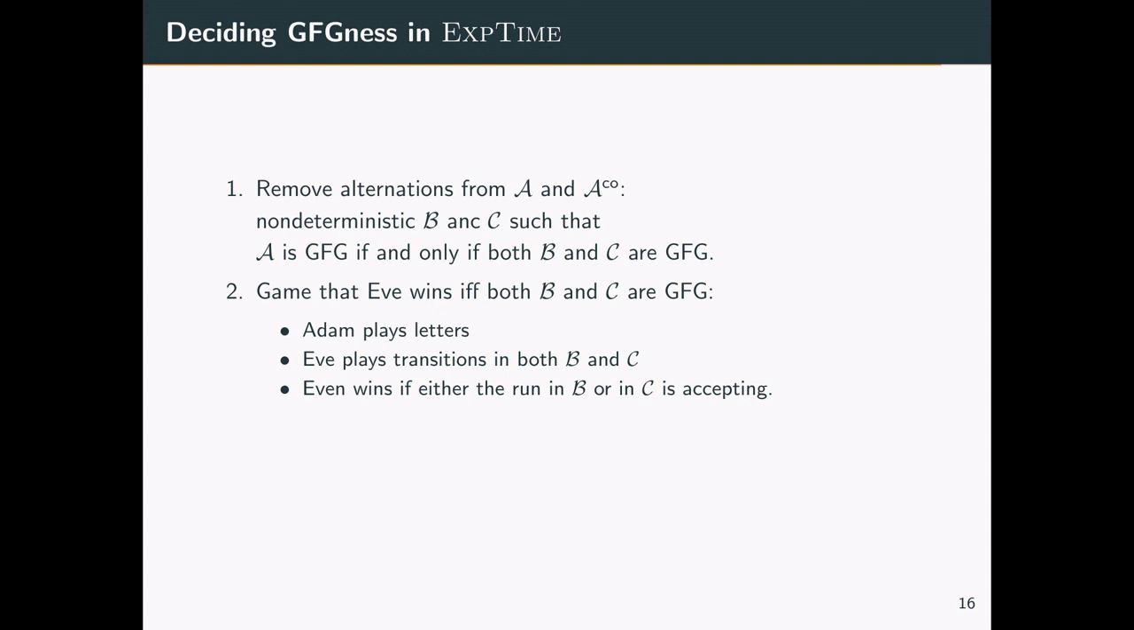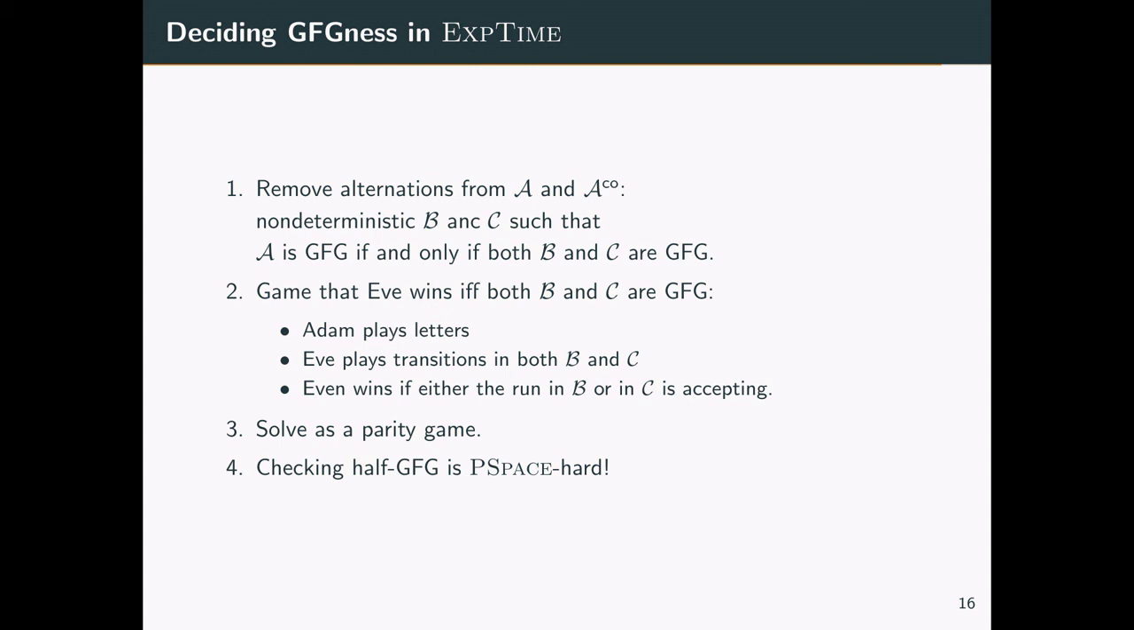If both of them are good for games, then she can use her good for games strategies to build runs in B and C, and then depending on whether the word Adam plays is accepting, one of these runs will be accepting. On the other hand, if one of B and C is not good for games, this gives a winning strategy to Adam. And this game is solvable as a parity game in quasi-polynomial time. The winning condition is a combination of two parity conditions, which just adds a few more priorities.